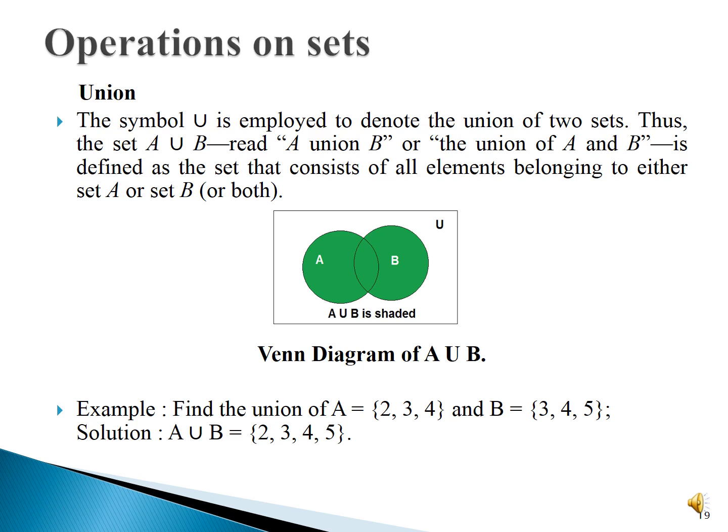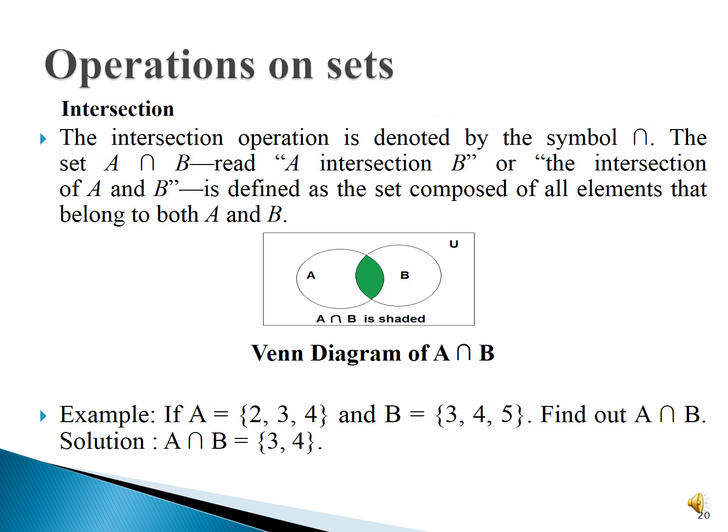This is the Venn diagram which shows A union B. We can see that A union B contains all the elements of both A and B. The elements which are repeating will be written only once. The shaded portion tells us that A union B is the collection of all the elements which belong to either A or B. So this is the union operation.